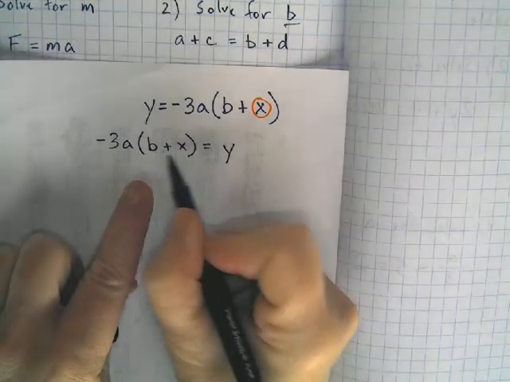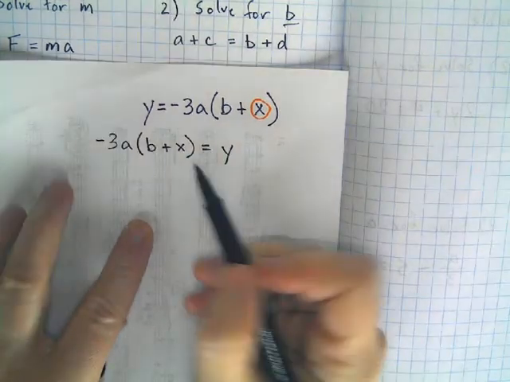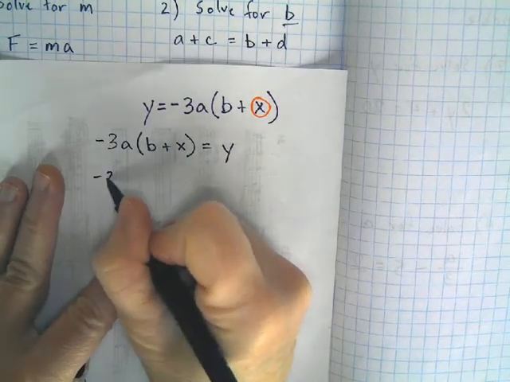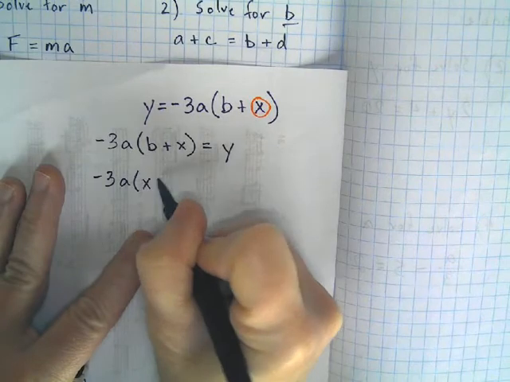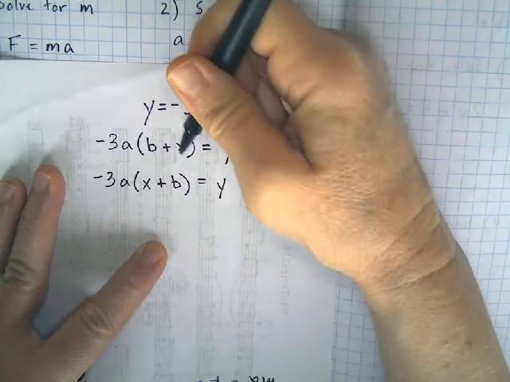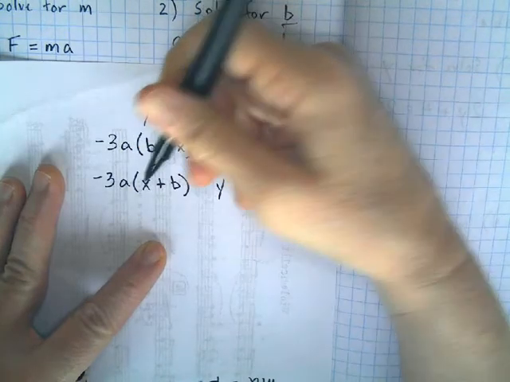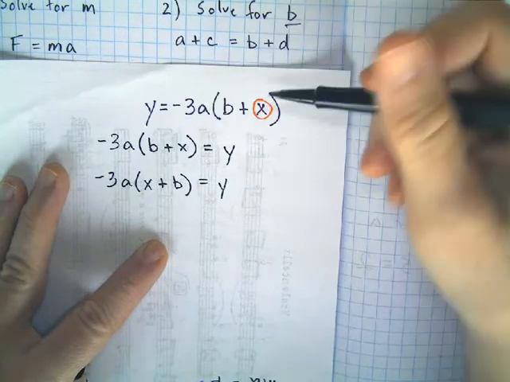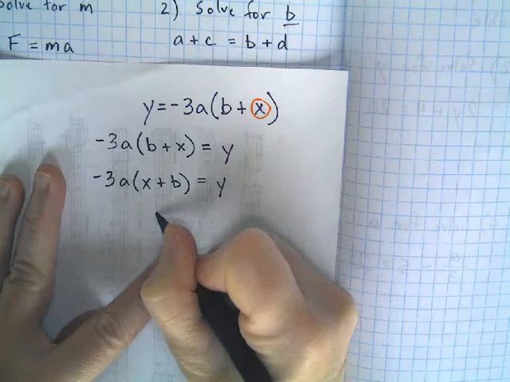I can use my commutative property of addition to switch those. So I could rewrite it again. x plus b equals y. So notice I just like to get the x as far to the left as I can. Okay, so I'm trying to solve for the x, so I'm going to write x equals.